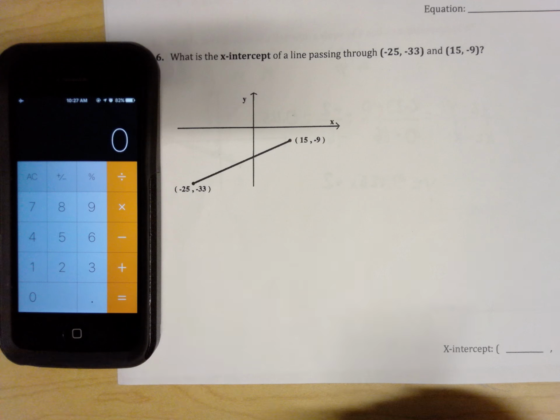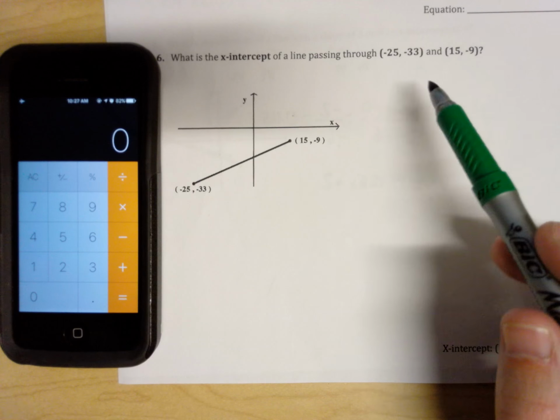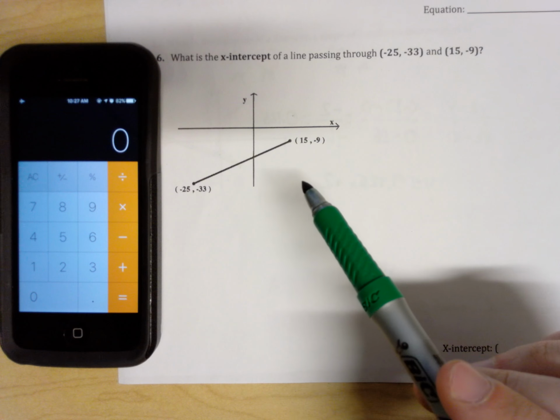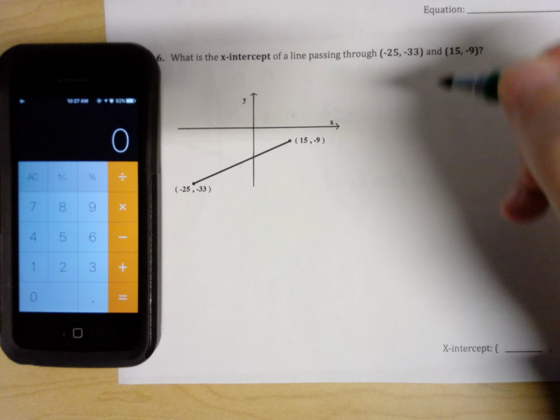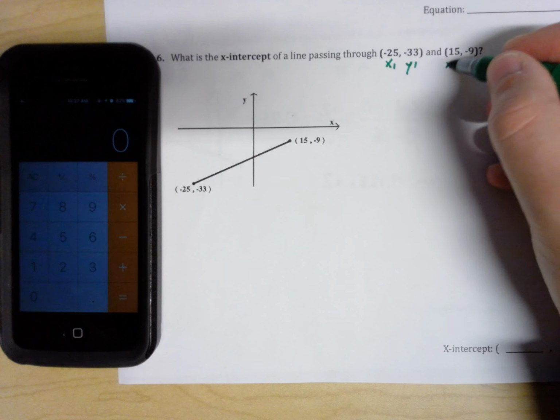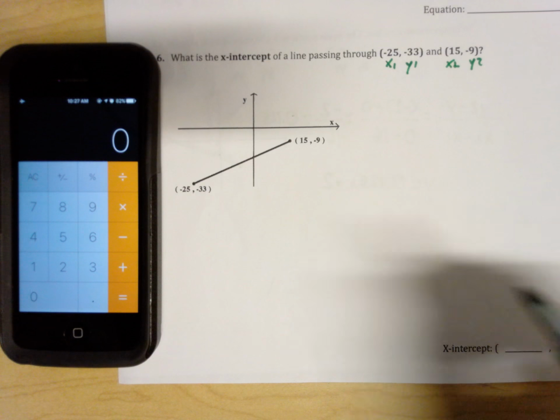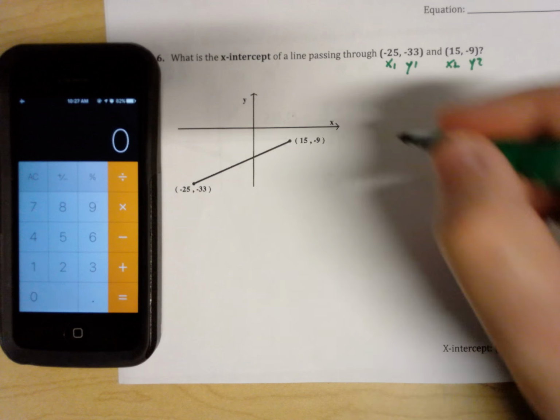Hi everyone, for this problem I'm going to show you how to find the x-intercept of a line passing through two sets of coordinates that are already plotted for you. So the first thing we have to do here is label them as x1, y1 and x2, y2. Once we have that labeled, the first thing we're going to have to do is find our slope.